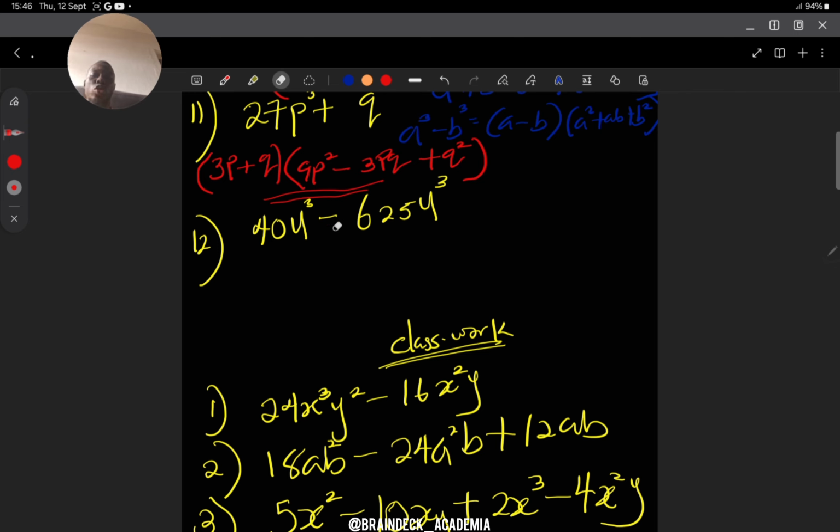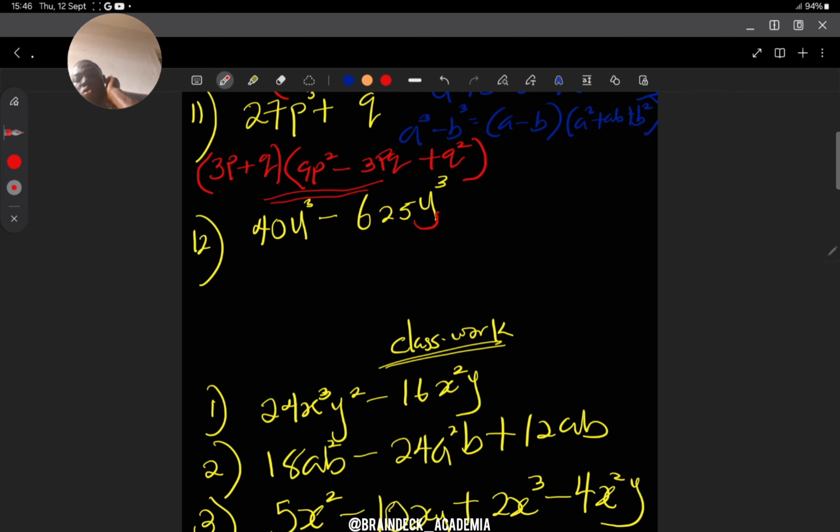Question 12 is 40u cube minus 625y cube. So looking at the coefficient of this u cube and this y cube, you will discover that this 40 is not a what? A perfect cube root, and this 625 also, you can't get a perfect cube root. This one is not a perfect cube root.